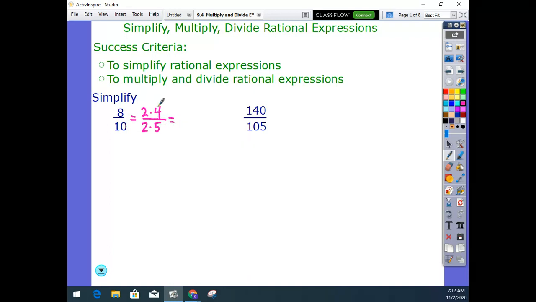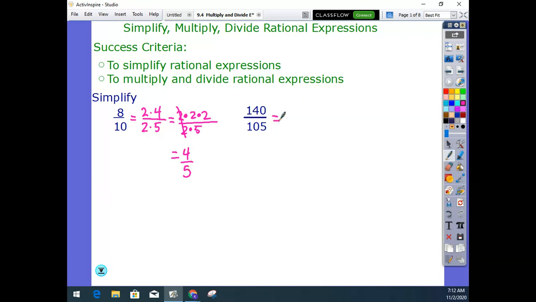So see how 4 we can still break down? 2 times 2 times 2 over 2 times 5, because you never know what they might have in common. If everything is being multiplied, you can cancel any common factors, and then we're left with 2 times 2, which is 4, over 5.